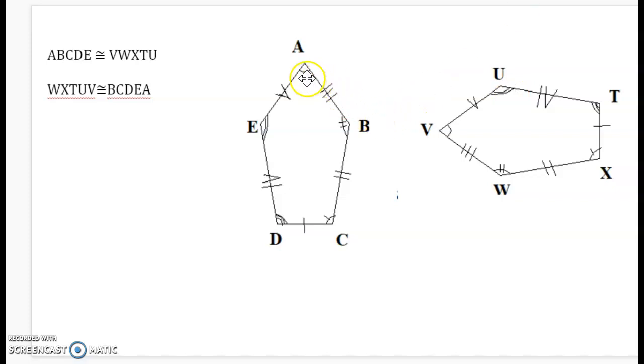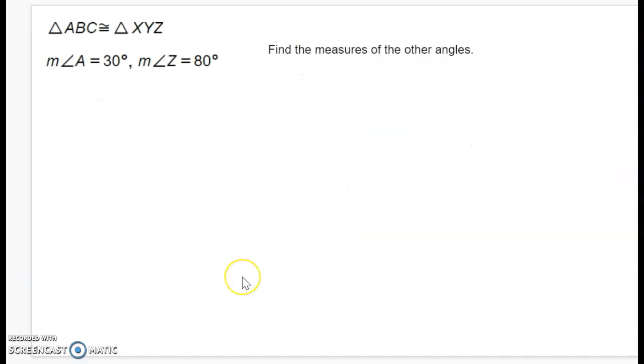In other words, you can't start saying A, D, C, B, E or something like that, because that's not in order. They have to be consecutive sides here. Okay, so we're very near the end of the notes. Last thing is, how do you find the measure of the other angles if you're given these three things?